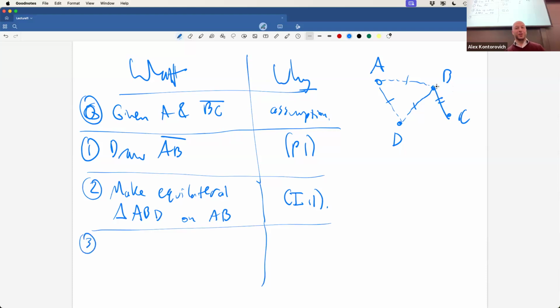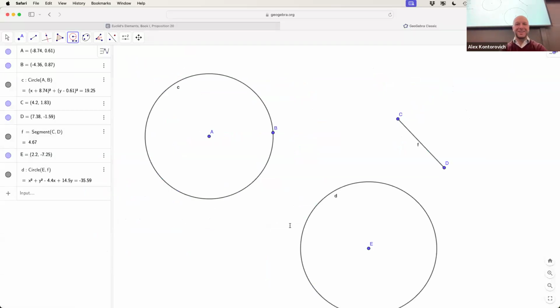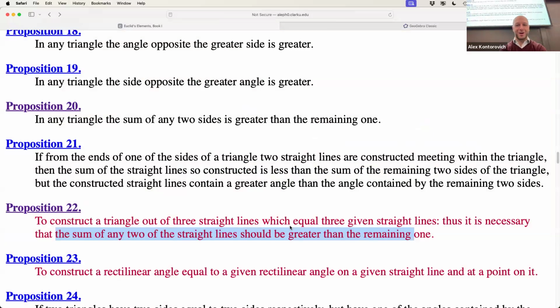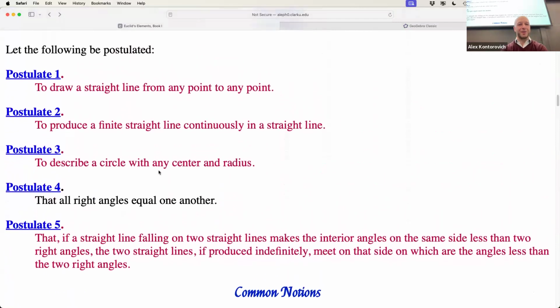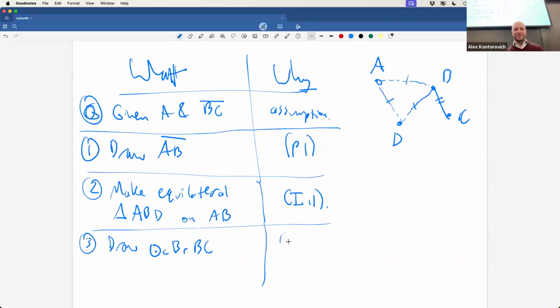Next, we're going to draw a circle centered at B with radius BC. Draw a circle with center B and radius BC. Why are we allowed to do that? Yeah, you can flip back. Which proposition? Not proposition. Postulate. Postulate 3. P3. Yes, exactly. Okay, I'm going to draw this circle.